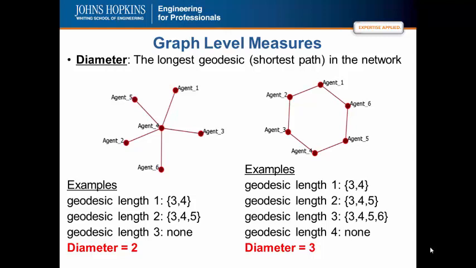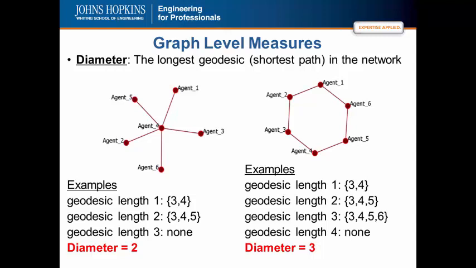So, as we discussed, you could have multiple paths between two nodes in a network. However, the shortest path has the fewest number of steps to get from the source node to the target node. Diameter is a measure of how long it takes information or resources to move from one side of the network to the other.